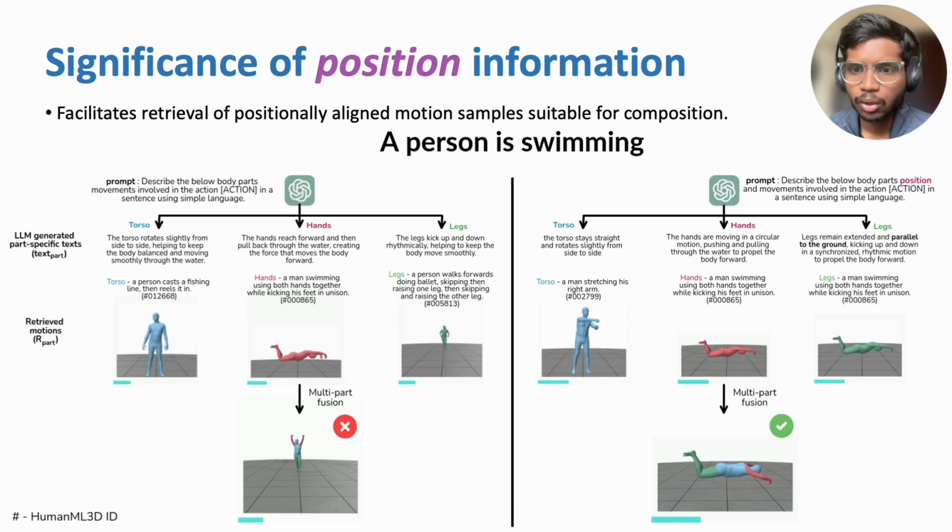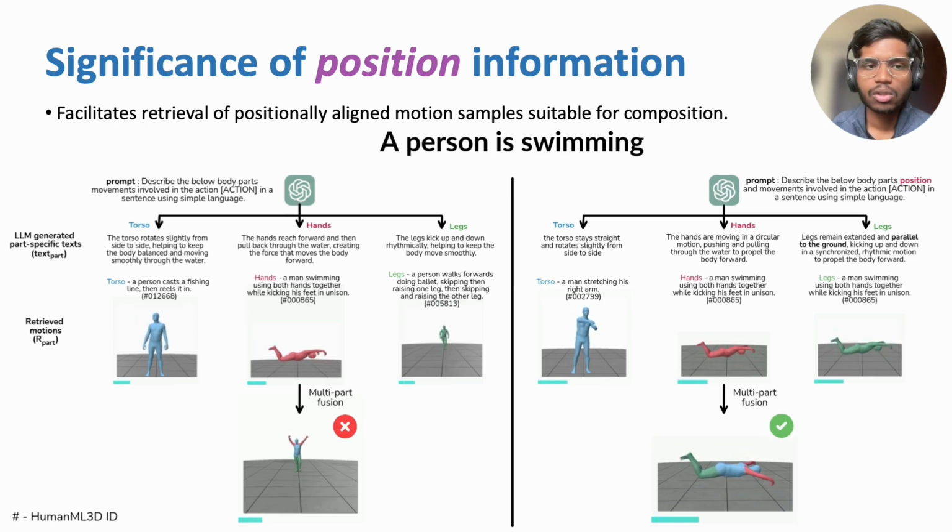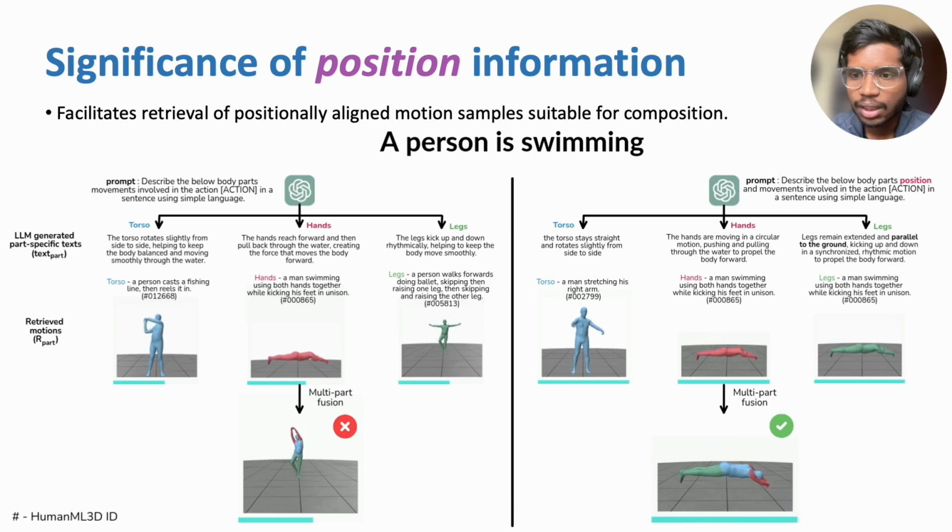We prompt the LLM to provide position information in addition to movement descriptions, as the position of each body part is crucial for spatial motion composition. For example, with the text "a person is swimming," when prompted for position, the leg's description includes "parallel to the ground." This detail played a vital role in retrieving the relevant motion sample, which when composed resulted in a semantically coherent motion sequence.